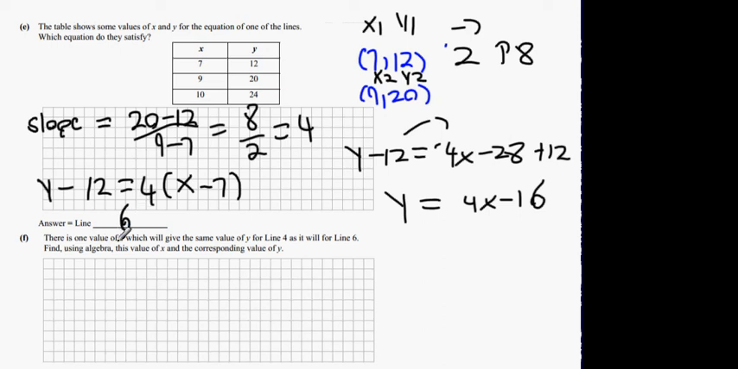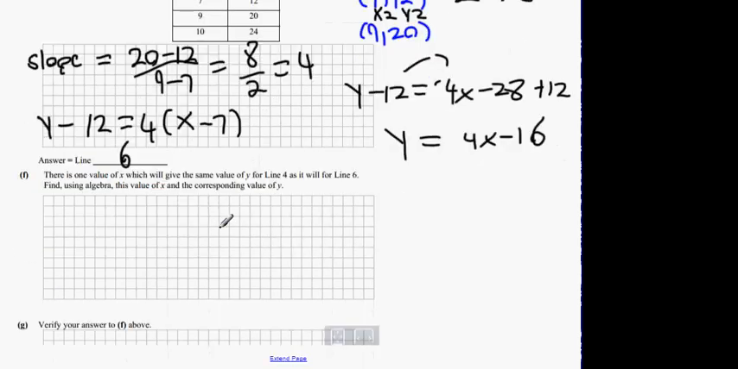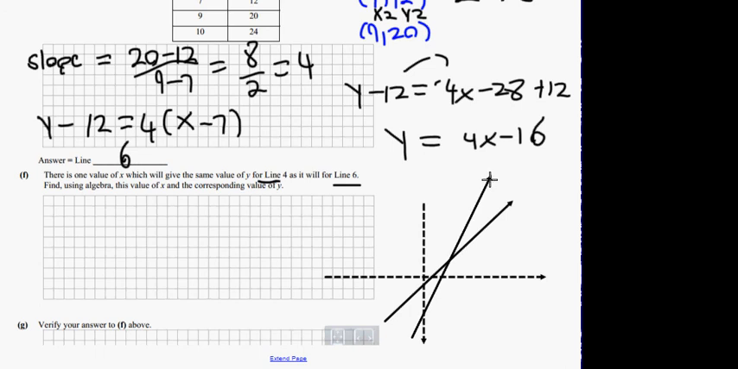There is one x value which will give the same value for y for line 4 as it will for line 6. Find using algebra the value of x and the corresponding value of y. Now lads, do you see line 4 and line 6? Do you know what that means? If you were to draw an xy axis like so, these two lines will intersect each other at a point. Is everybody happy that lines intersect each other?